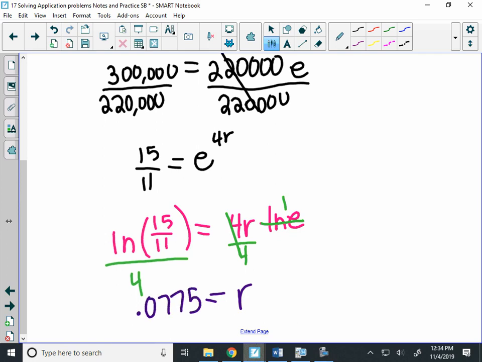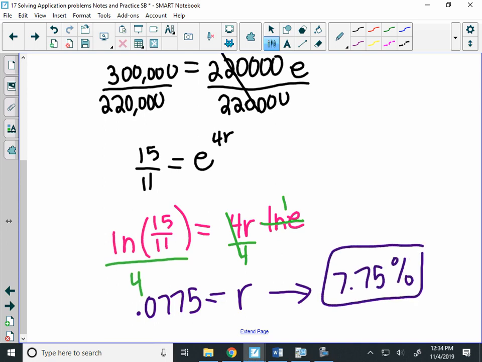Now that's a decimal. What percent is that? What interest rate is that? 7.75%. So JZ needs to find a bank account that will give him 7.75% interest compounded continuously to meet his goal. Are we good there? So there's a little bit of what'd you say? Is that like really high interest? It is very high interest.